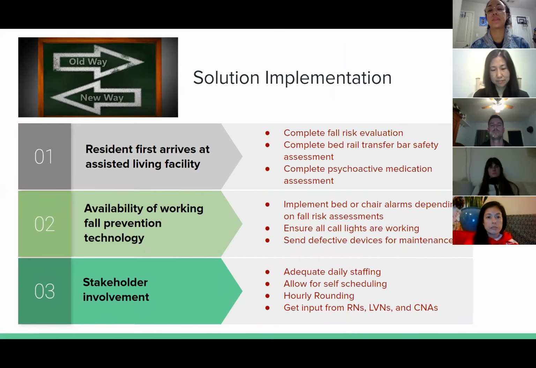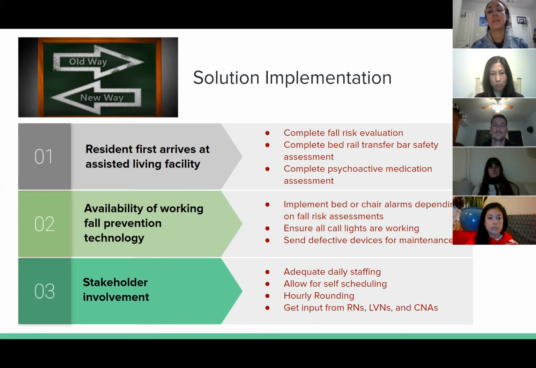So I'll talk about solution implementation. The first step is when the resident arrives at the assisted living facility, we should complete all the fall assessment evaluation forms that Lori just spoke about: the bed rail transfer bar safety assessment, the psychoactive medication assessment, and the initial fall risk evaluation. It's important to individualize a plan of care when assessing fall risks for these patients to determine what kind of precautions or technology they'll need in place.